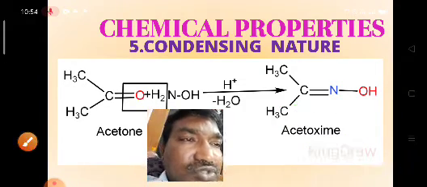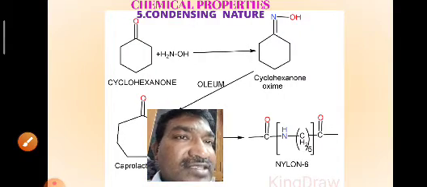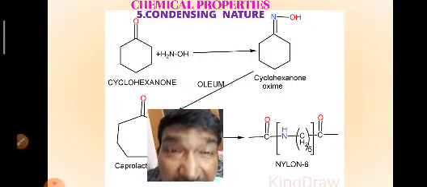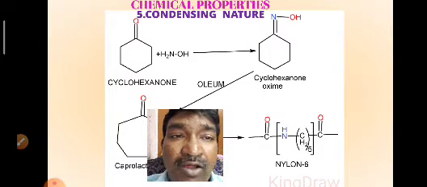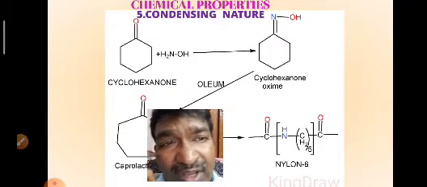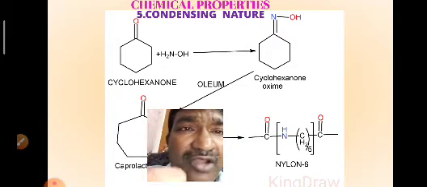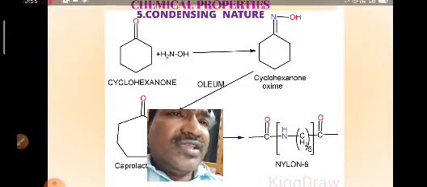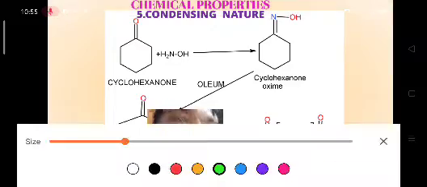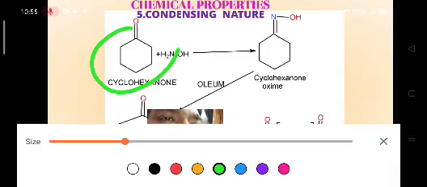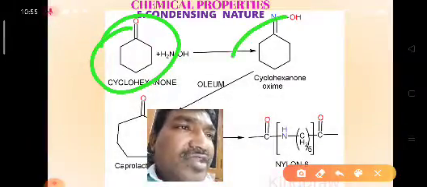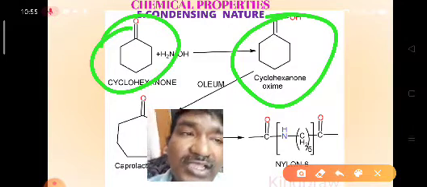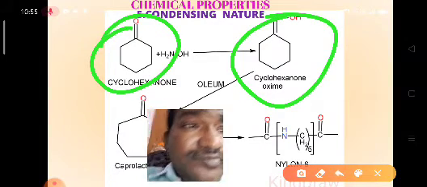This condensation reaction of hydroxylamine is used to prepare polymers like nylon 6. To prepare nylon 6, hydroxylamine is allowed to react with cyclohexanone. This is cyclohexanone. Here we get an oxime that is known as cyclohexanone oxime.